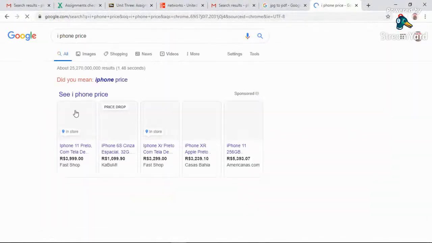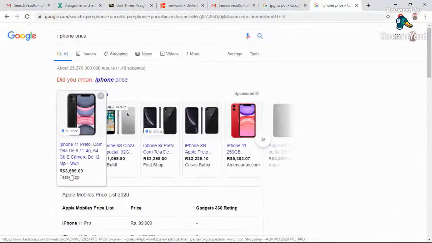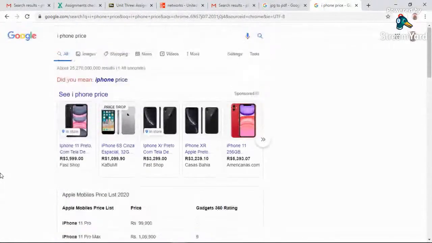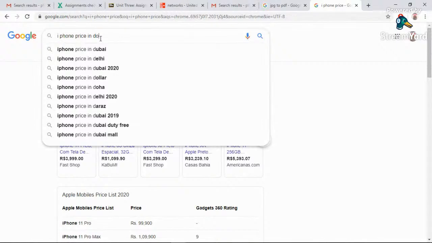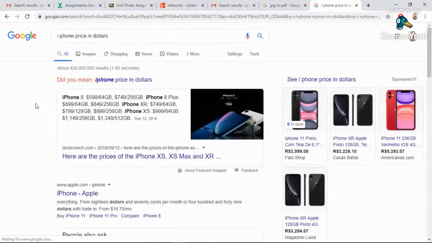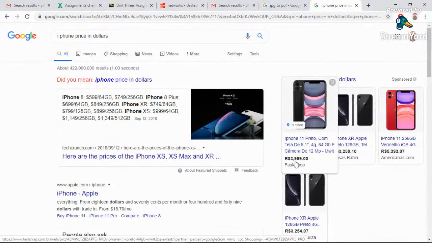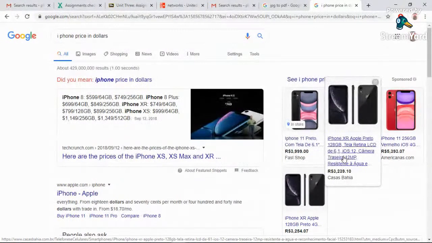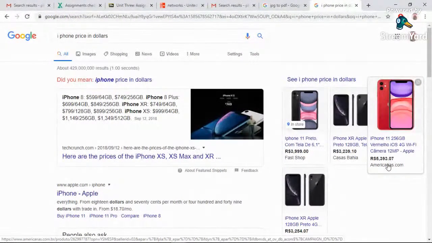it's usually, well, this is Brazil. Look at that. Almost 4,000 reais. But if I put it here in dollars, it's $600 for an iPhone 8. I mean, if you multiply 6 times 5, you're going to get about 3,000 reais because that's the current exchange rate. But look at that. That's 4,000. That's definitely more than the exchange rate.